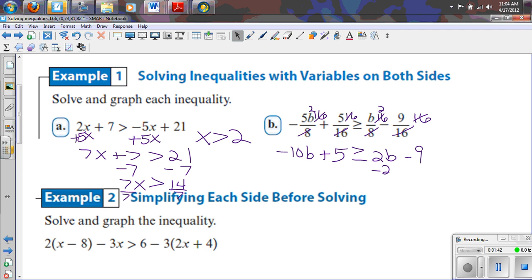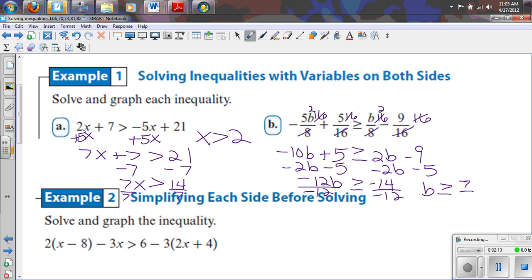So I'm going to minus 2b. And so I have negative 12b. And then I'm going to minus 5 from both sides, which equals negative 14. And so last step, divide by negative 12. And so b equals, oh, I'm sorry, I just wrote the equal sign. Don't forget to write the correct sign in here, which is greater than or equal to. So b is greater than or equal to 7 over 6, or 7/6.